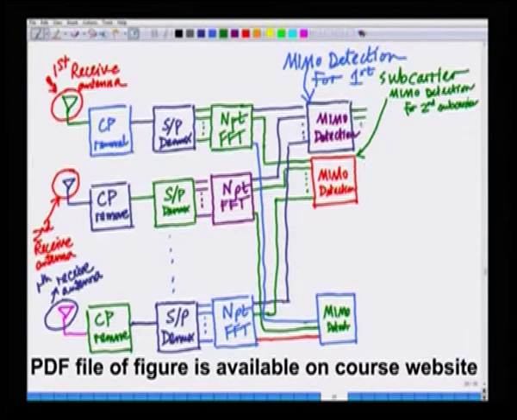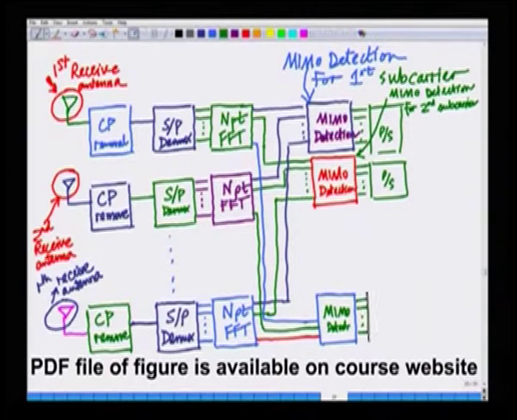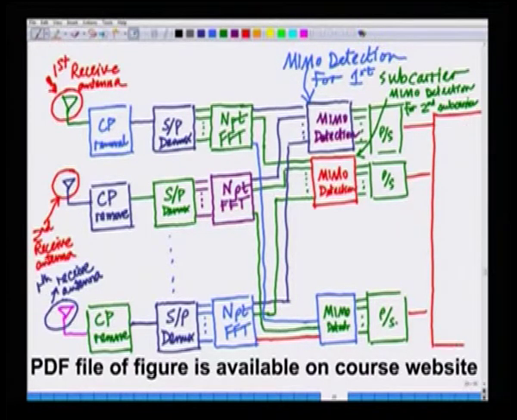And further, after this module, I am going to convert this into serial. I am going to serialize this. So, this is a parallel to serial module, this is another parallel to serial module, this is another parallel to serial module, and once I have serialized this across each subcarrier, I am then going to further convert them from parallel to serial across all the subcarriers.